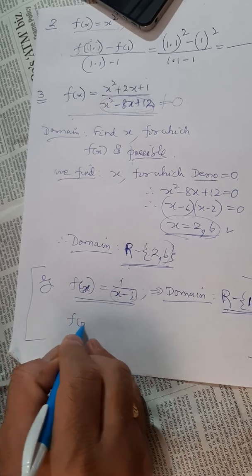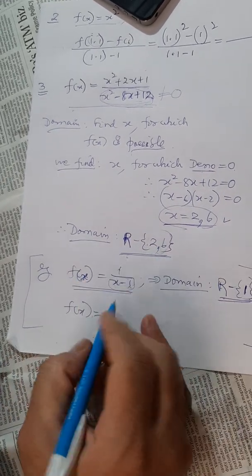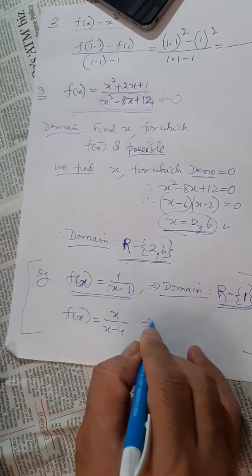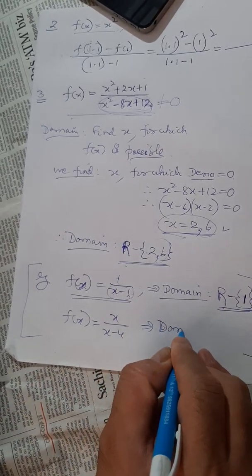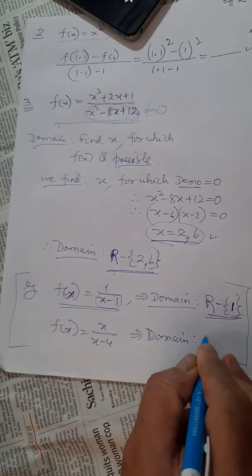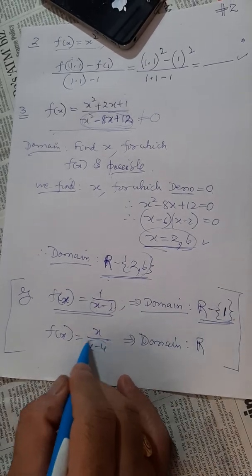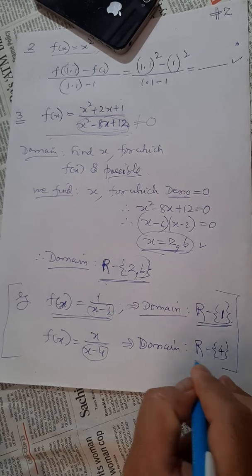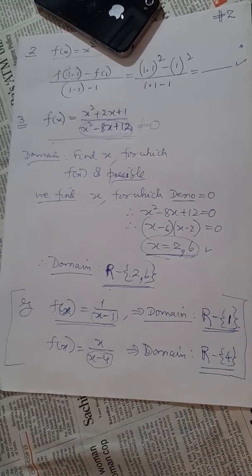If I take one more function like this, suppose I have x upon x minus 4, what will be the domain of this function? Now you can answer it very easily. All real numbers, where this becomes 0 at 4. So other than 4. This way you can get the domain of different functions.